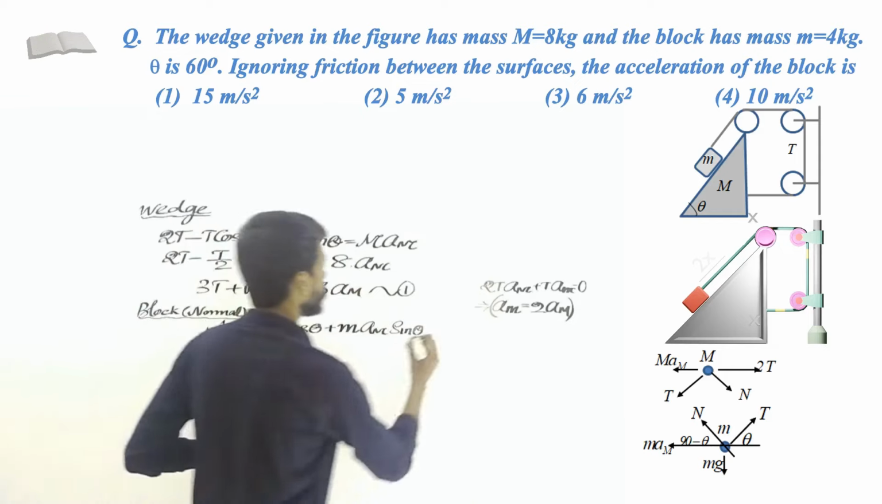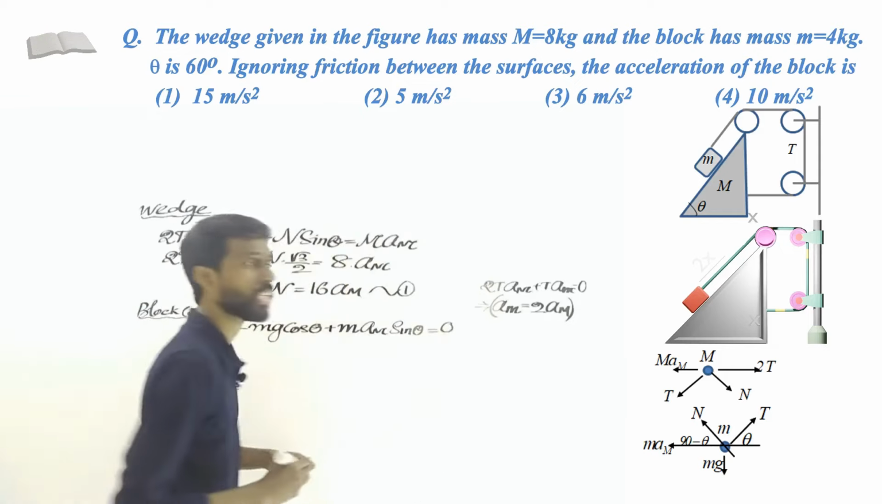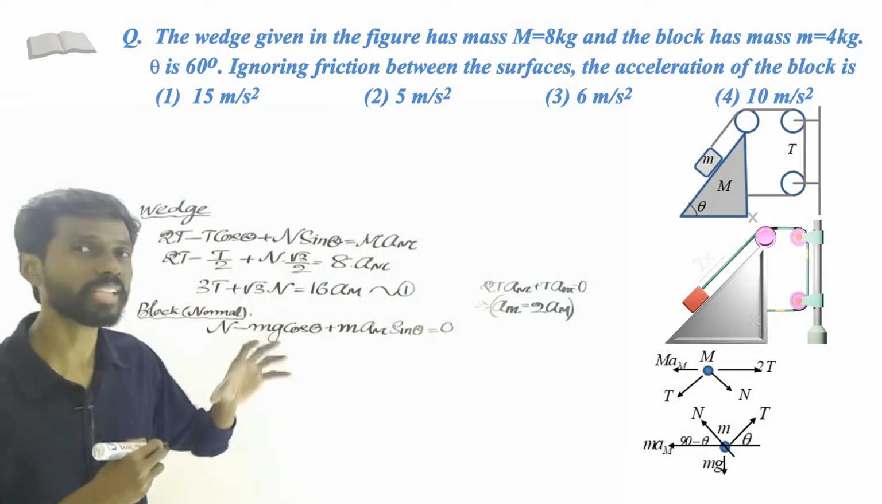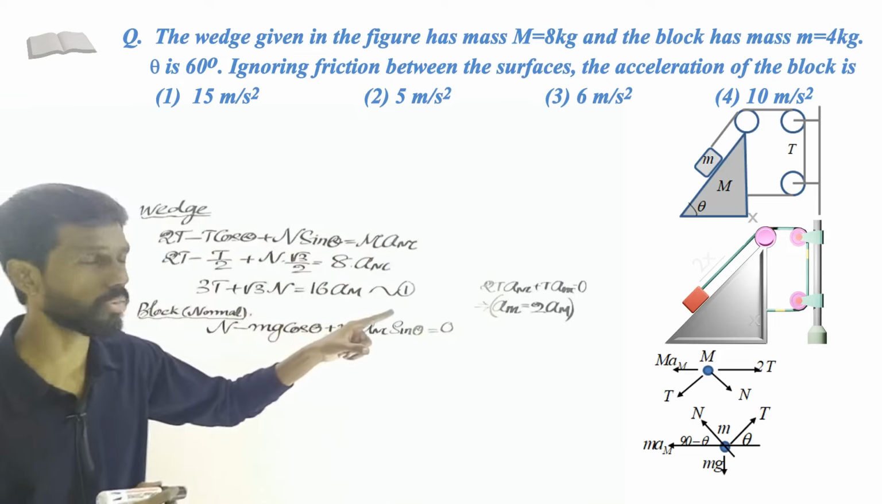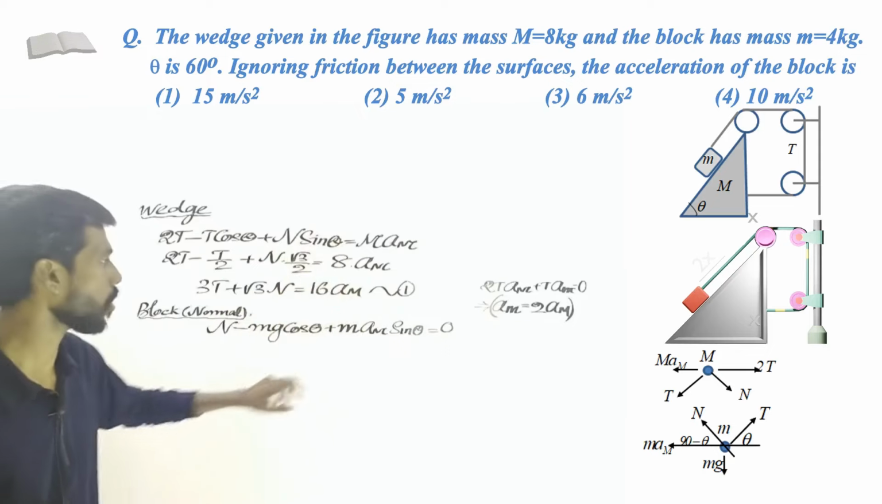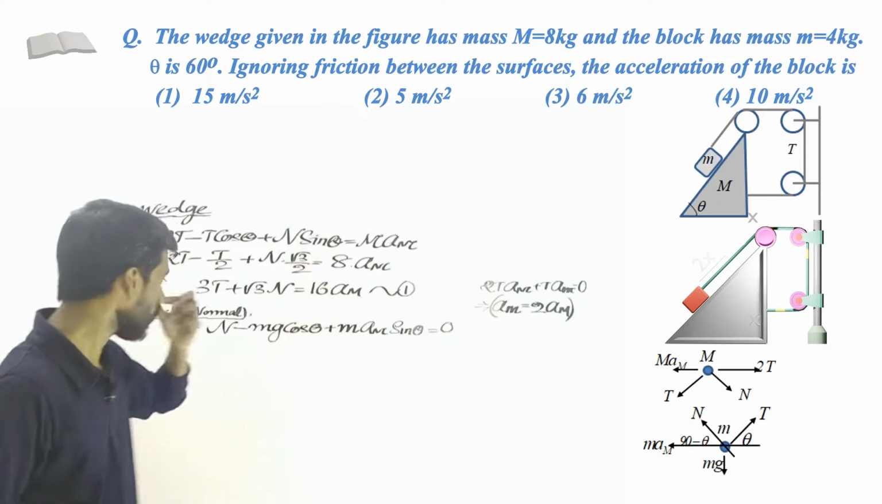But that must be equal to 0, right? Because in the normal direction, the object is not moving. In the frame of the wedge, if you observe from outside, there is a motion in the normal direction also. If you observe from wedge, then there is no normal motion of that block. Okay, so that's it. Now let us simplify again.